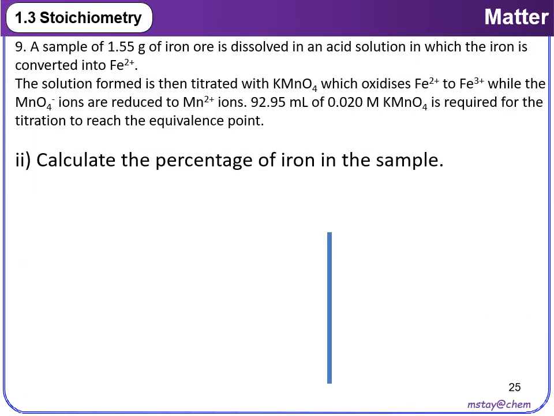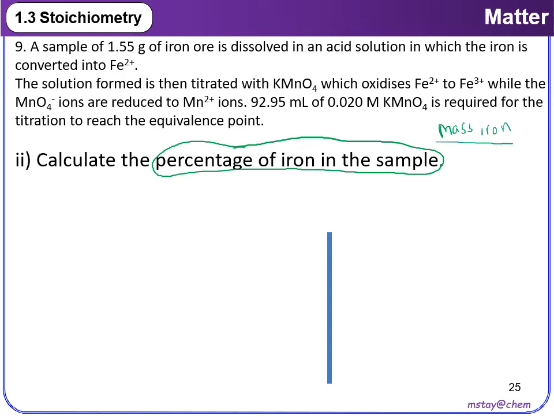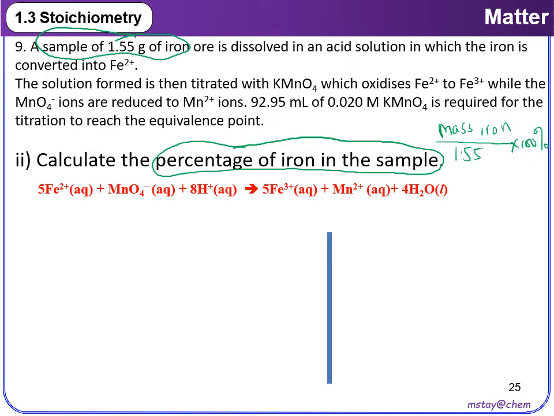After writing the balanced redox equation, let's proceed to calculate the percentage of iron in the sample. Indirectly, we know that we need to get the mass of iron and then divide by the mass of sample, where the sample is 1.55 gram, and then multiply by 100%. The most important part again is to find the mass of iron. As usual, step 1, we need to have the chemical equation. We already have the equation here from part 1.